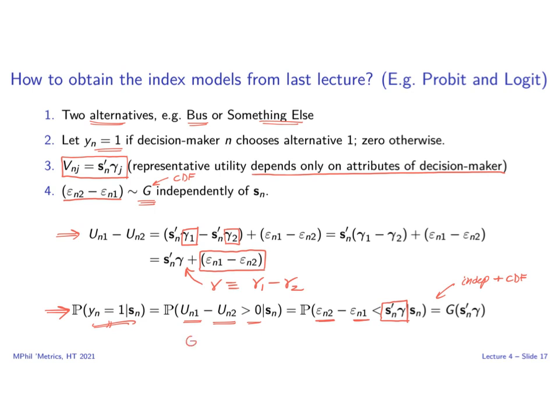If G is the standard logistic CDF, lambda, this is precisely the logit model that we examined in an earlier lecture. If G is the standard normal CDF, it's the probit model.